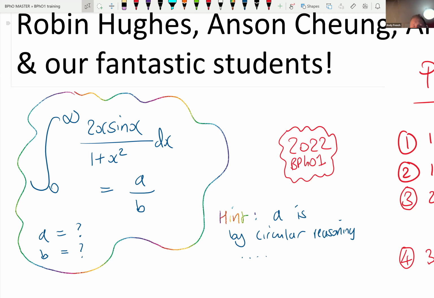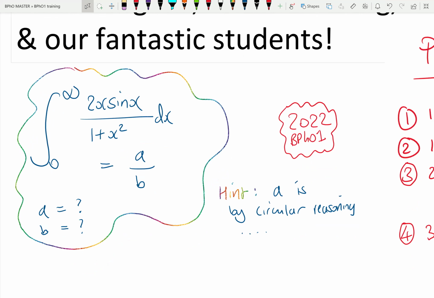If we are using circular reasoning, you may groan at this. What do you reckon, Alex? We're getting pies. Pi, yes, indeed. So A is pi.